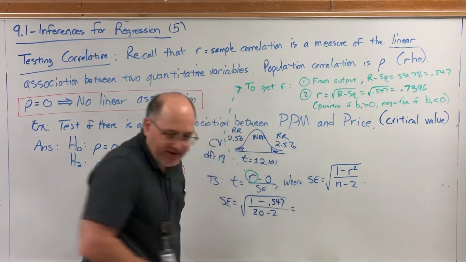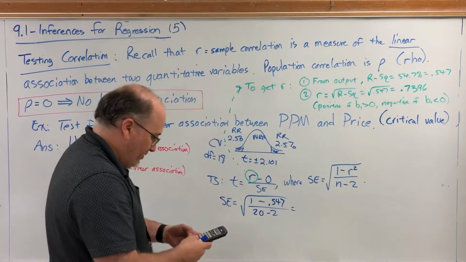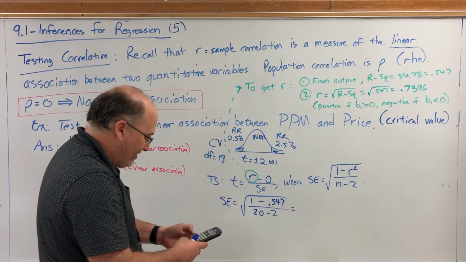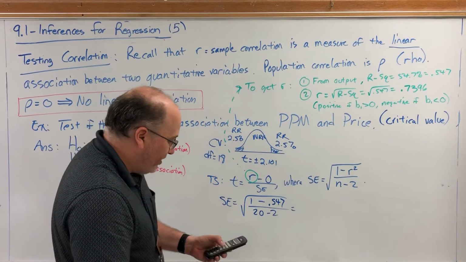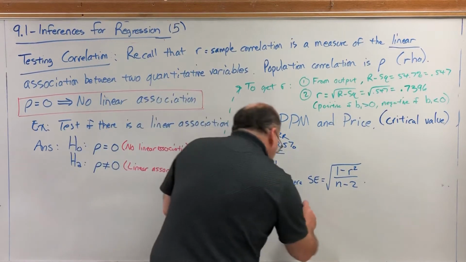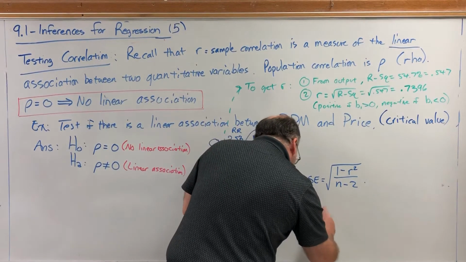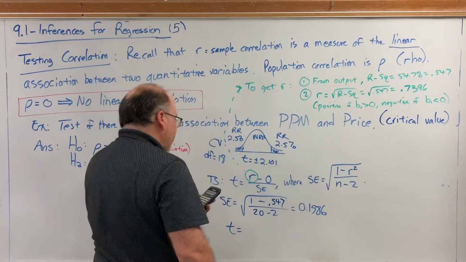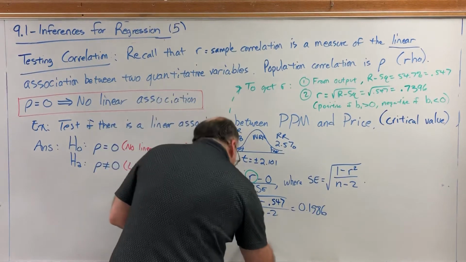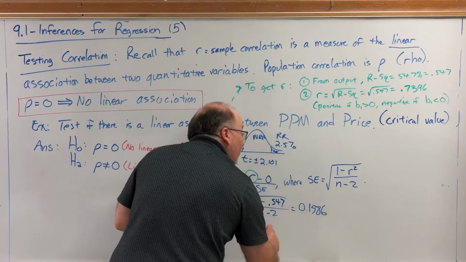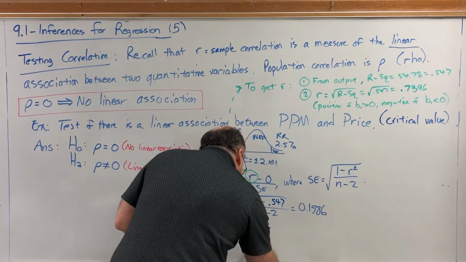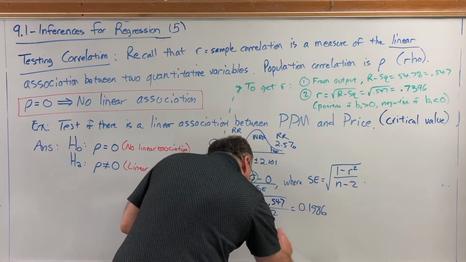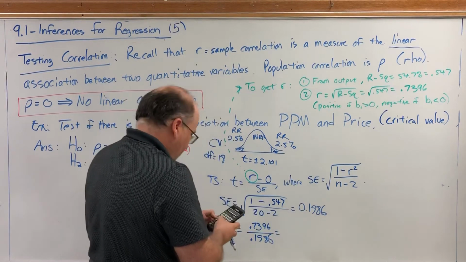And so if we put all that in the calculator carefully, 1 minus 0.547 equals, we're going to divide that by 18, and then we'll take the square root of that. Don't forget to take the square root. 0.1586. And so our test statistic is going to be the value of R, which was 0.7396, divided by the standard error, 0.1586. And let's see what that is.